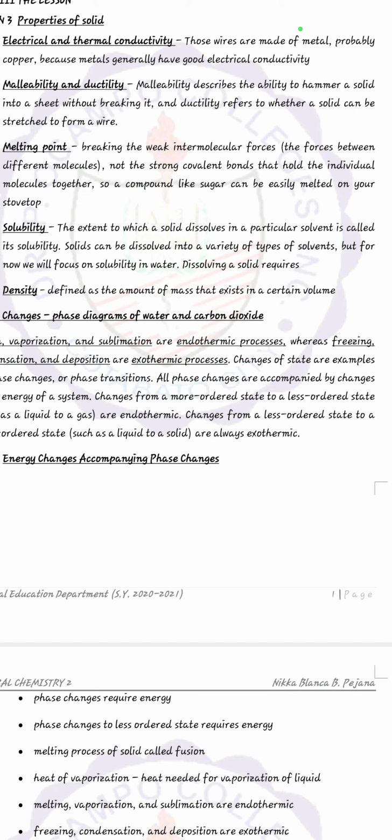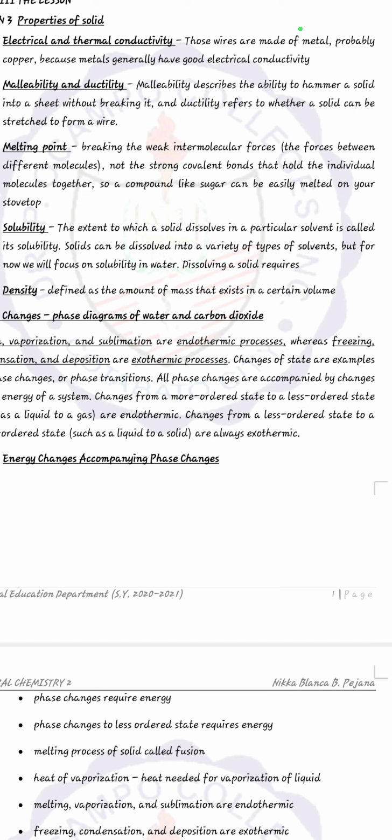Basically, we can distinguish between the exothermic and endothermic reaction when the energy is released in an exothermic reaction. The temperature of the reaction mixture increases. Okay, always remember that one.